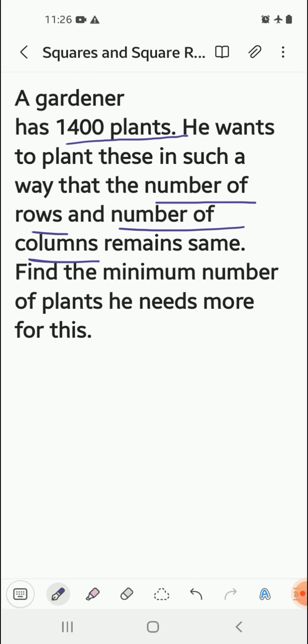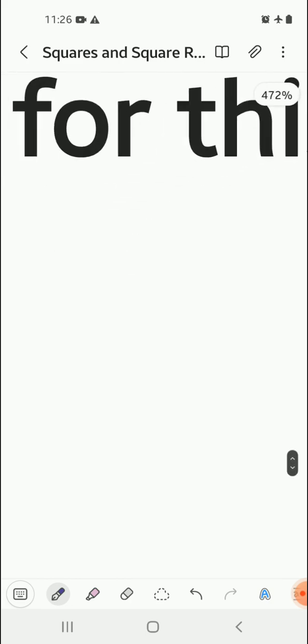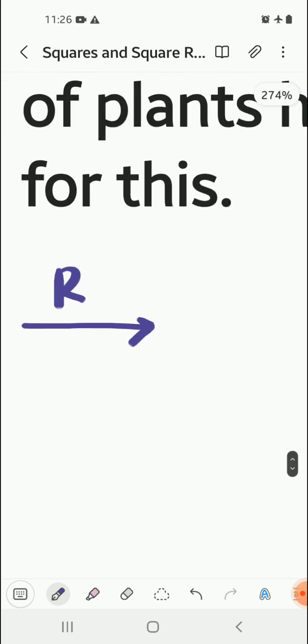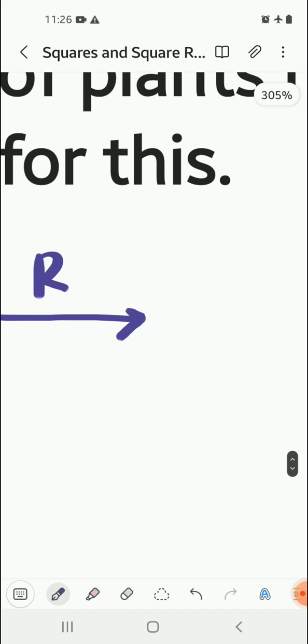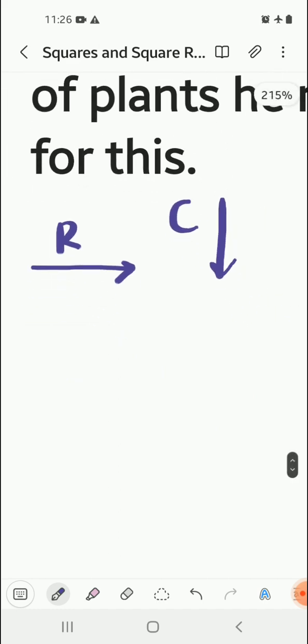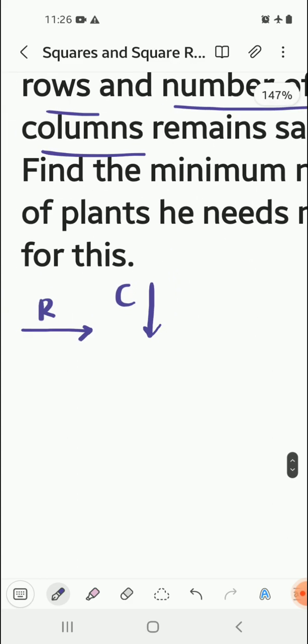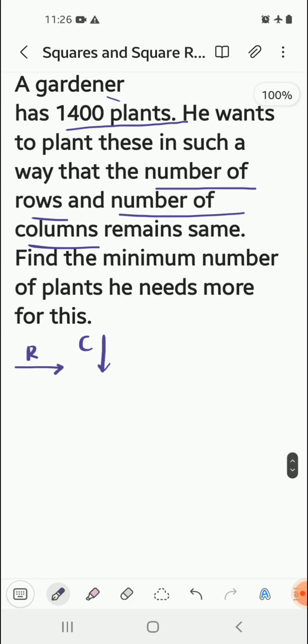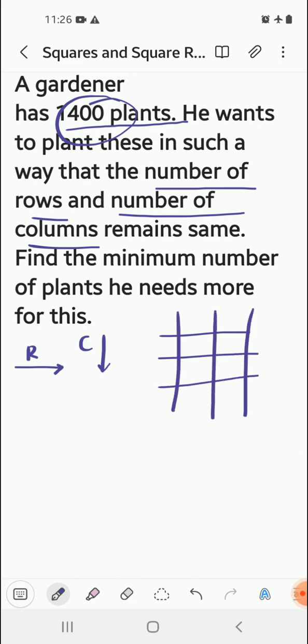By the question, we understand two important things. First, that the number of rows is equal to the number of columns. What are rows? These are rows, the horizontal arrangement. And columns are the vertical arrangement. So, we have to arrange these 1400 plants in such a way that the number of rows and the columns are the same, like in a grid pattern.